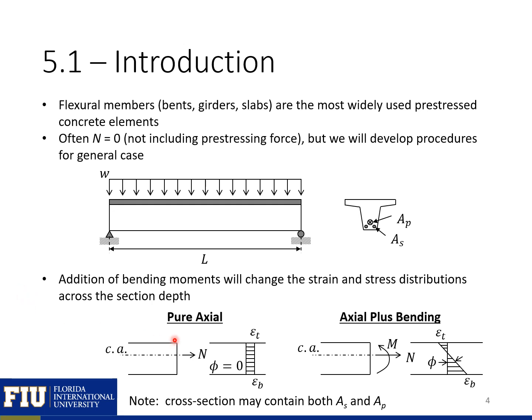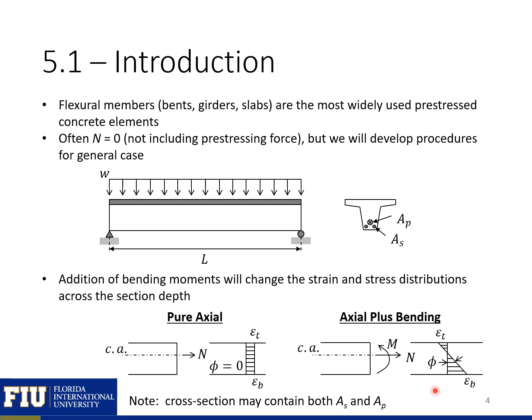The previous case we looked at was pure axial force, and when we have a pure axial force, we have a constant strain distribution across the depth of the section, so zero curvature. Now when we add in bending, we're going to get a strain differential across the depth of the section from our flexural stresses. So you can see we'll have a different strain at the bottom than the top, which gives us a curvature across the section depth. The curvature here is just the slope of our strain profile.